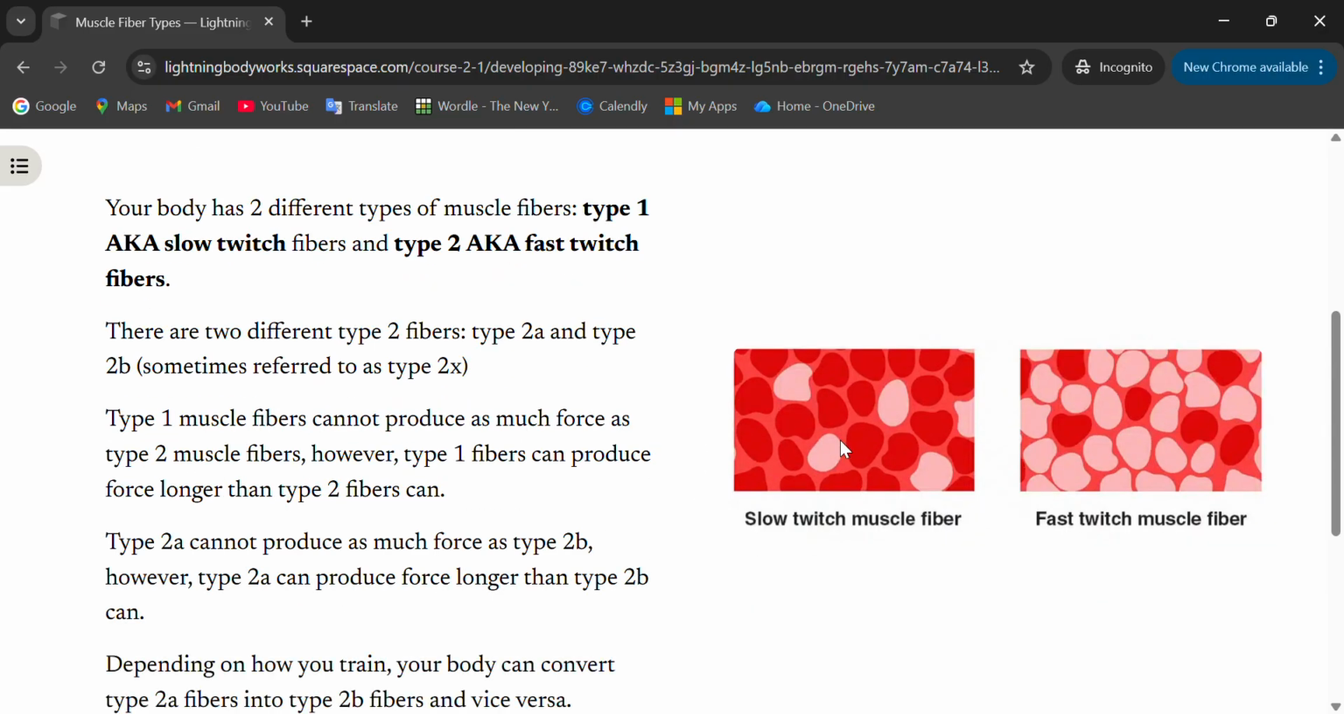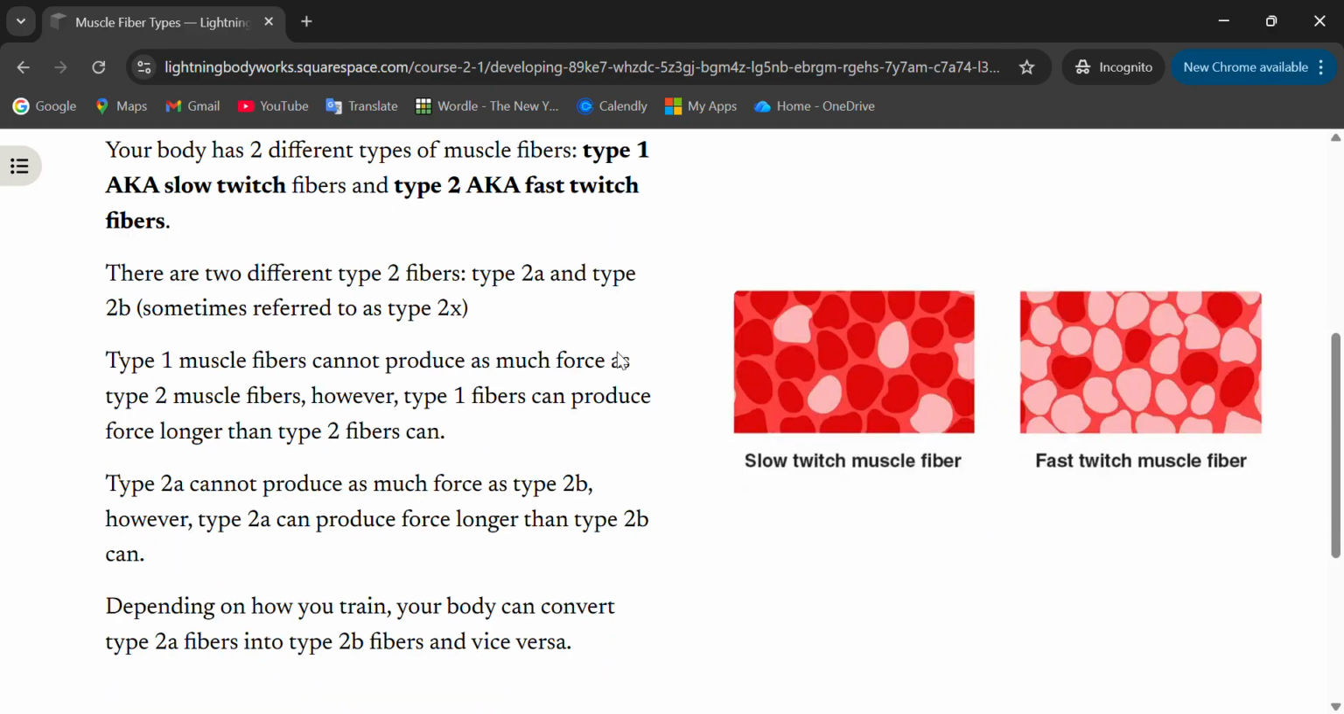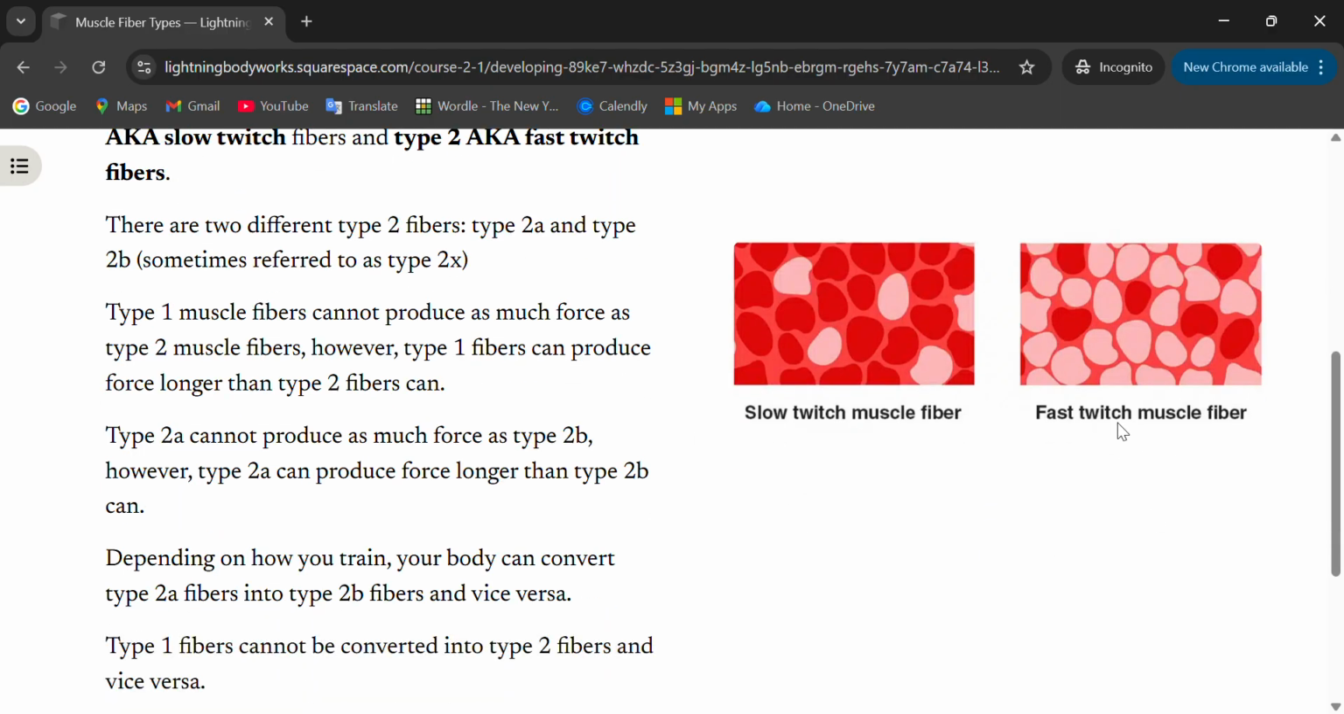You have slow twitch fibers and fast twitch fibers. You cannot convert a slow twitch fiber to a fast twitch, and you cannot convert fast twitch to slow twitch. However, there are two types of fast twitch fibers, type 2A and type 2B. Your fast twitch A can be converted into fast twitch B. Your fast twitch B can be converted to fast twitch A.